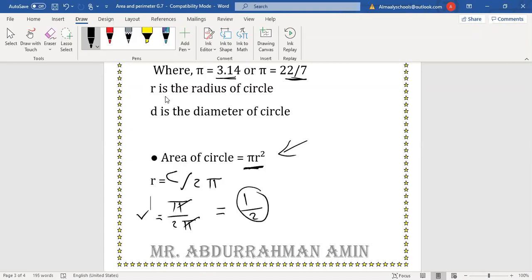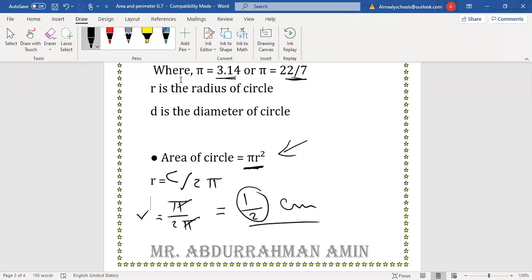Go back to the question. He said the circumference is pi centimeters, so the result will be half a centimeter. This is the length of the radius. It's clear, my sons? Okay. In this way, we can complete question number 3.